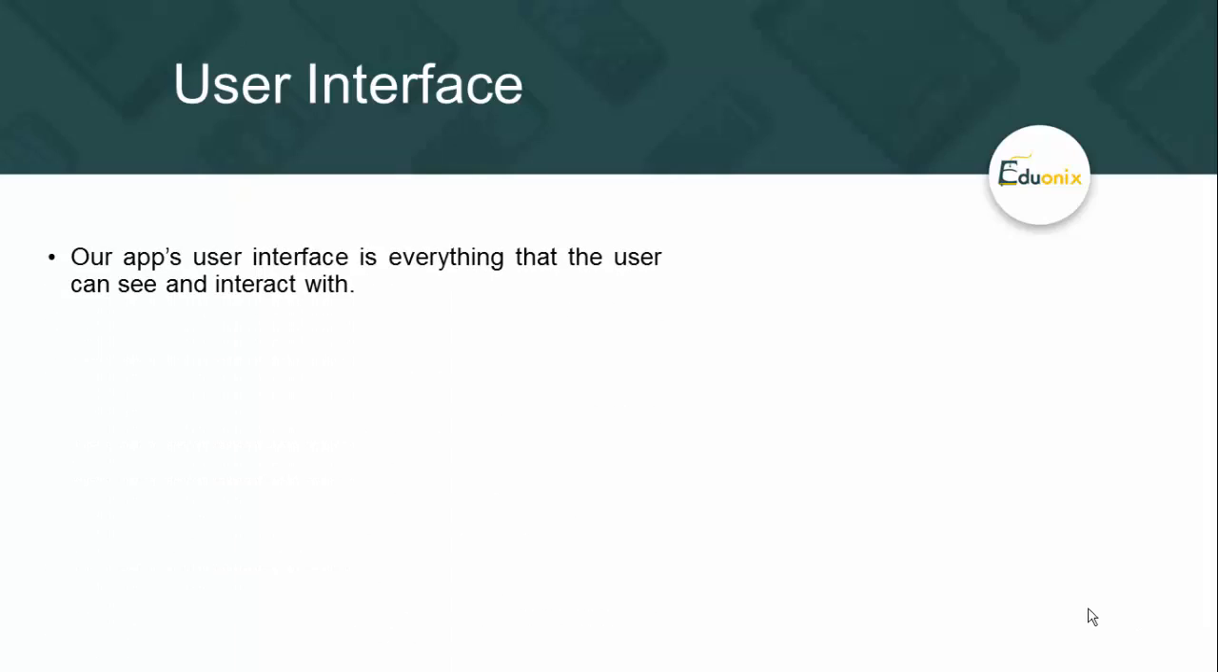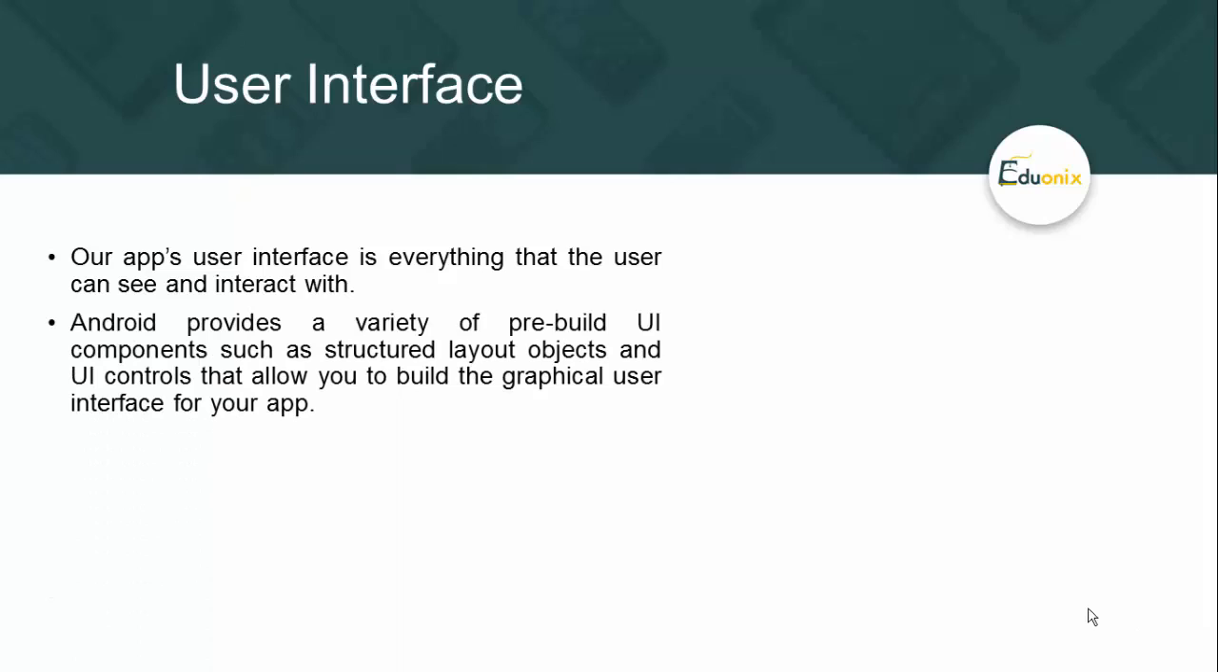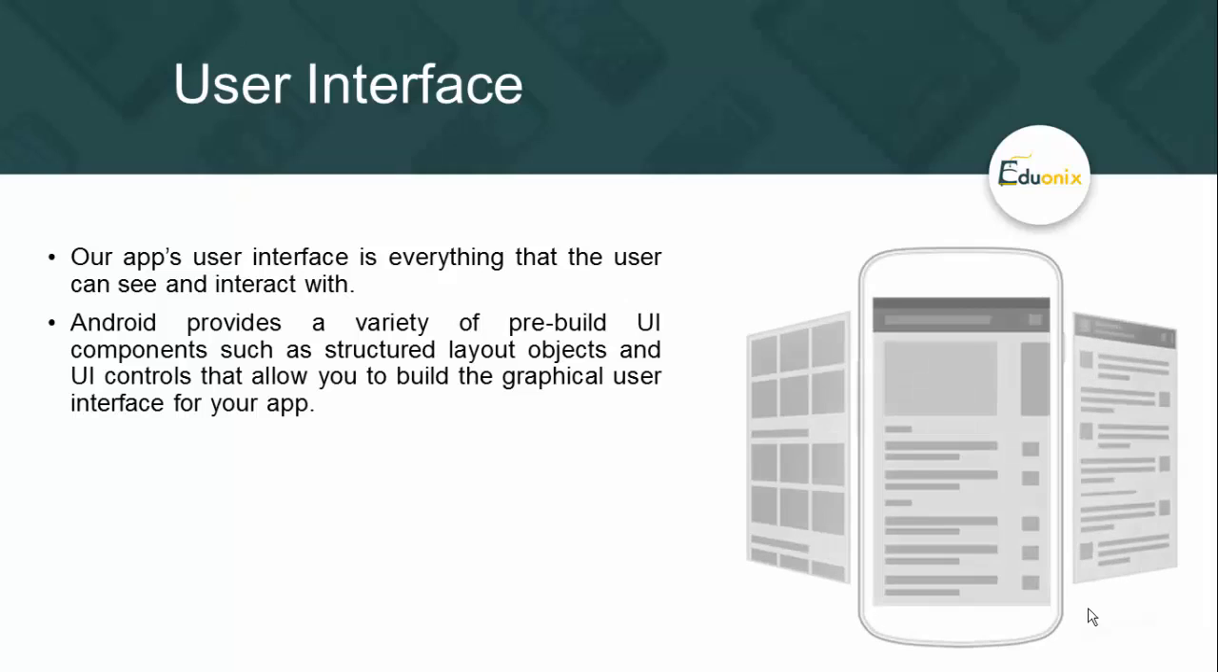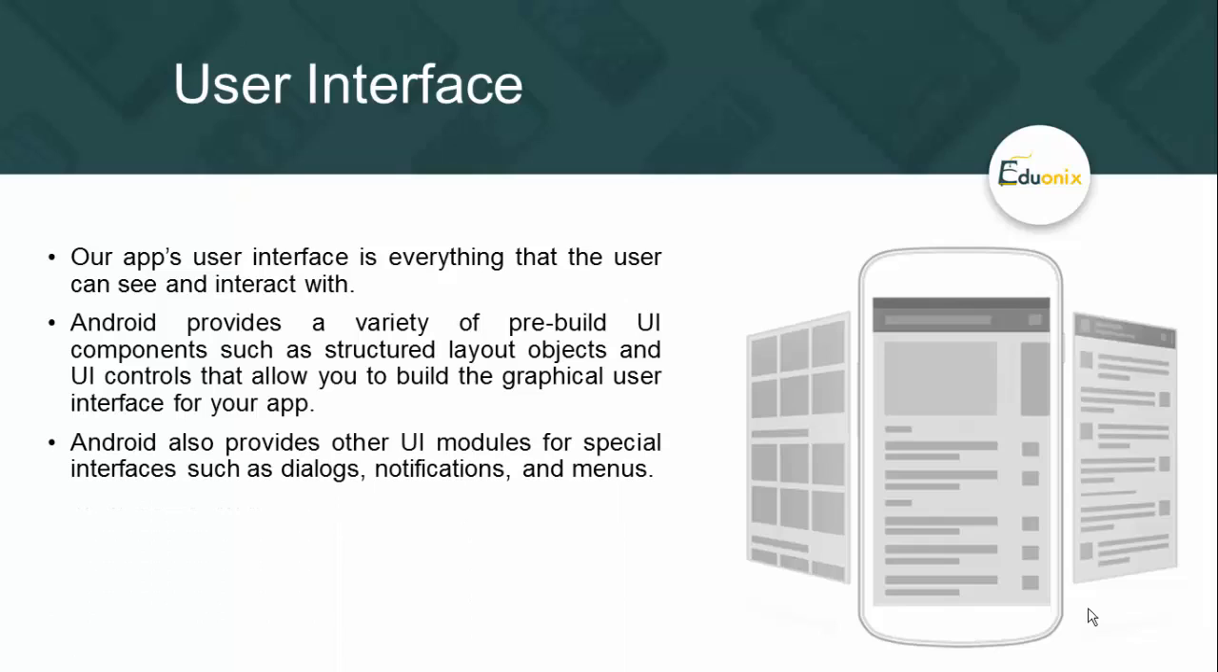An app's user interface is everything that the user can see and interact with. Android provides a variety of pre-built UI components such as structured layout, objects, and UI controls that allow you to build the graphical user interface for your app. Pre-built UI components mean the basic components for the basic views that are available for Android application development such as buttons, edit text, and text fields. You can see three different types of views. Android also provides UI modules for special interfaces such as dialogues, notifications, and menus.